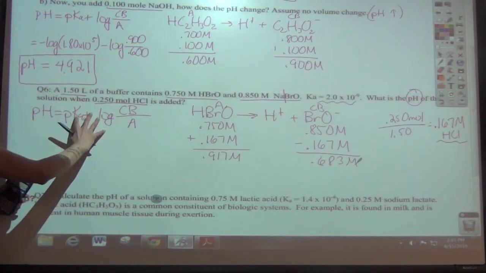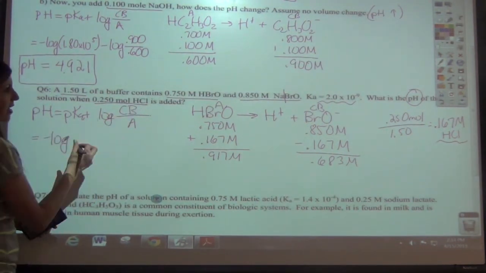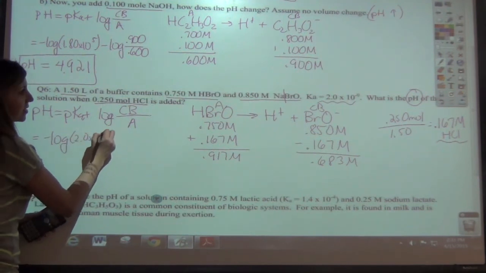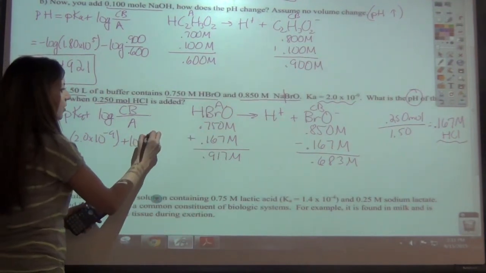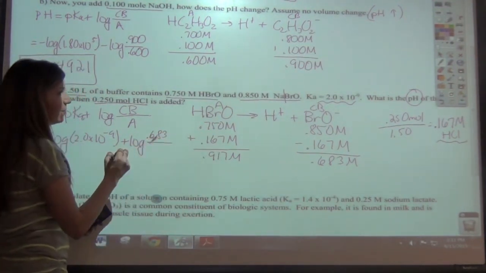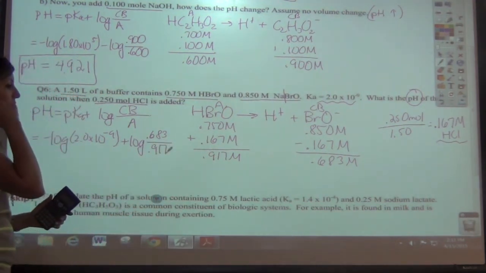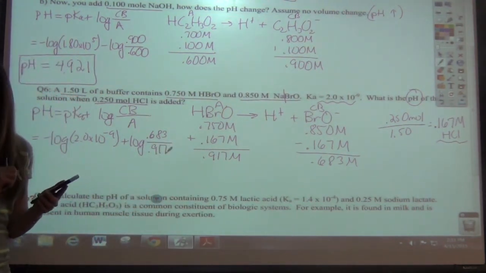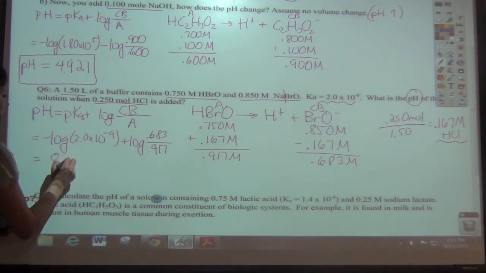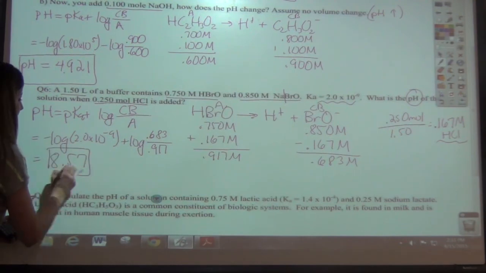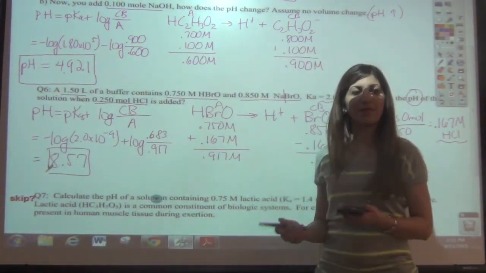That's it. Now all we're going to do is plug it right back into here. So again, the p is the negative log. The Ka they give us is 2 times 10 to the negative 9, plus the log of our conjugate base, which is the 0.683, divided by our acid, which is the 0.917 molar. And now we're going to plug it into our calculator. And what we should get is a pH equal to 8.57. So that's basically it for doing these buffer problems.